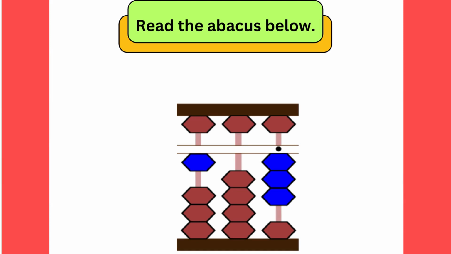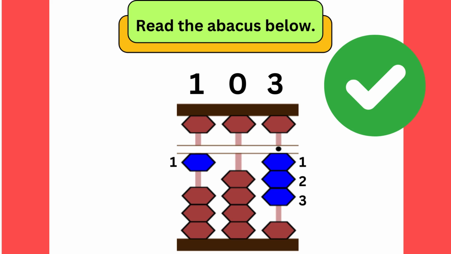Okay. What number does it show on the abacus below? Starting from the hundreds column, there is 1 lower bead attached to the bar. There are none in the tens column, and 3 lower beads attached to the bar in the ones column. Therefore, the abacus shows 103.